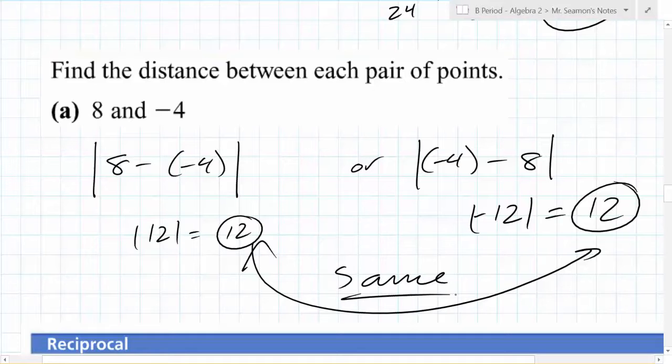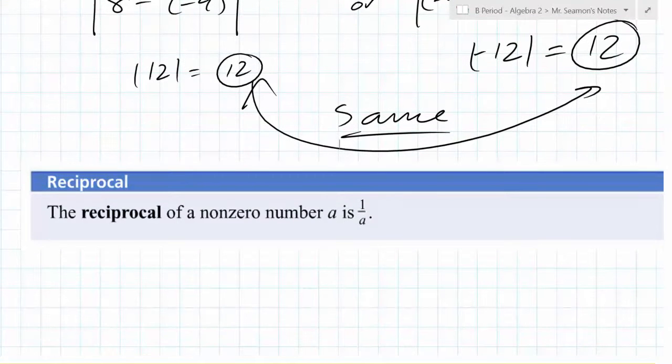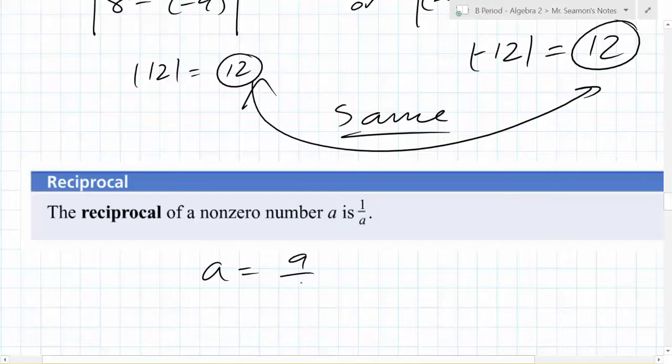Can anybody tell me what the reciprocal of a number is? What's a reciprocal? Flip it over, literally. The reciprocal of a non-zero number a is 1 over a, because a is equal to a over 1. If you flip that fraction, you get 1 over a. Another definition for reciprocal: what you multiply a number by to get 1.